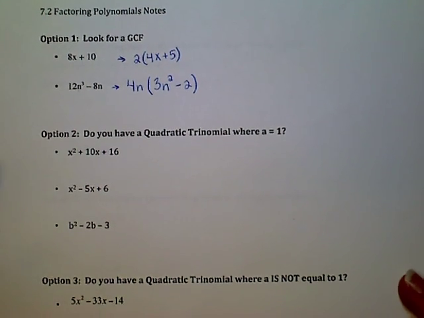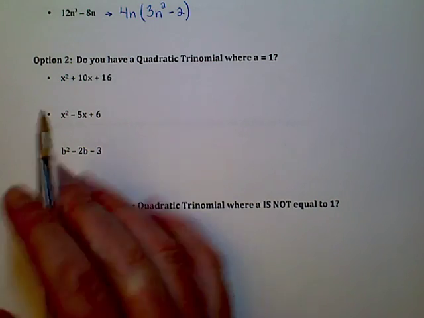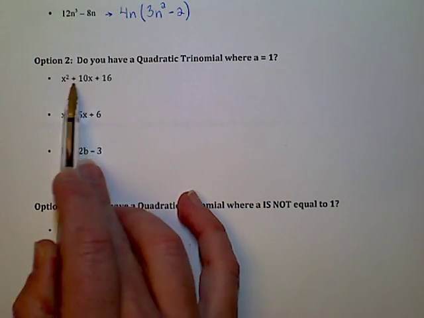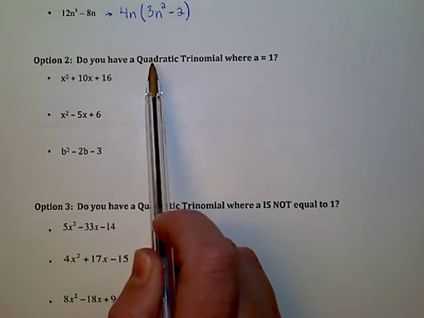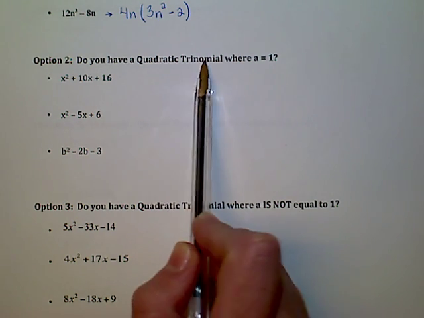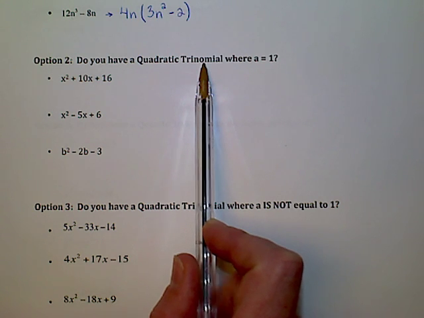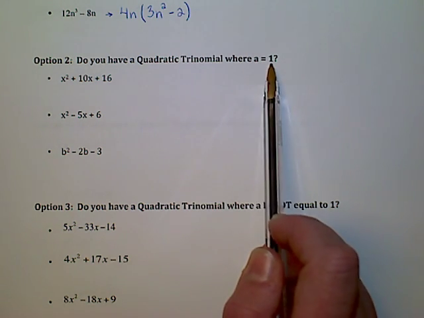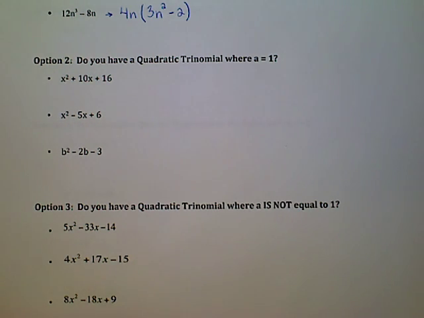Now, when you look at some of the problems in option 2 here, you're going to notice they do not have a GCF. So I always ask myself that question, do we have a GCF? In this case, we do not. What's happening in all three of these examples is that they are quadratic, so you see an x squared. Trinomial, meaning you have 3 terms, so quadratic that has 3 terms, where a is equal to 1. When I say a is equal to 1, I mean the number in front of x squared, or in this case b squared down there, is 1. And those aren't too bad.